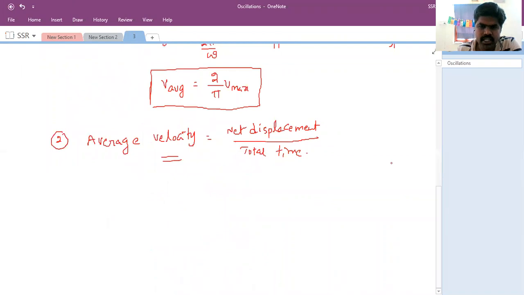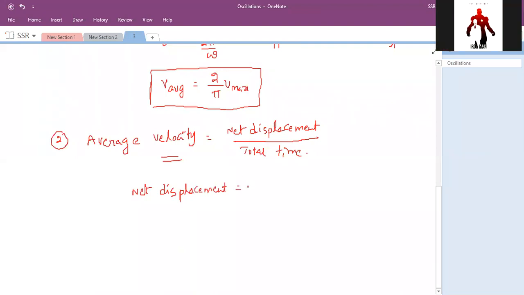Yes? Yes, my dear students? Net displacement. Muneshwar? Gautam Venkat? Sir, 0, sir. 0. Very good, very good.